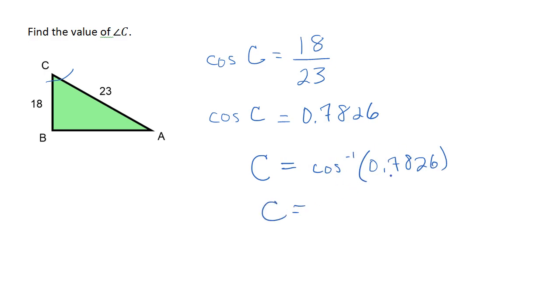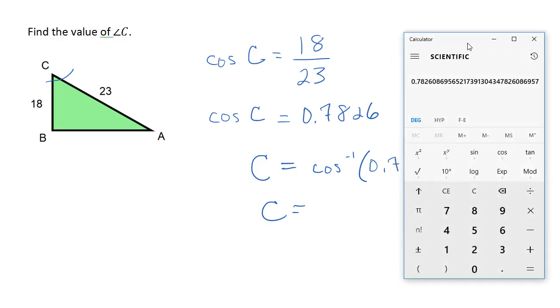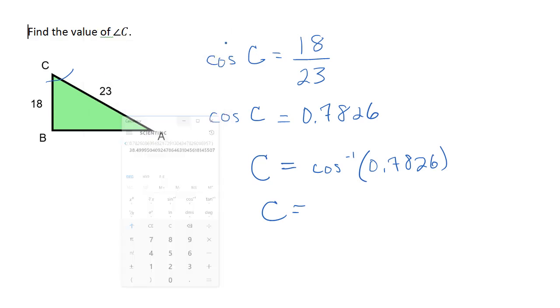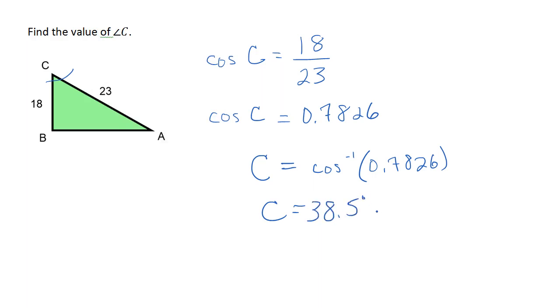So we're just going to use our calculator, and seeing as I already have the whole number still entered in here, I'm just going to hit what is cos -1 of that whole number. That way I'm not even rounding at all. And you can see this is 38.49995. This is roughly 38.5 degrees. So angle C must be 38.5 degrees.